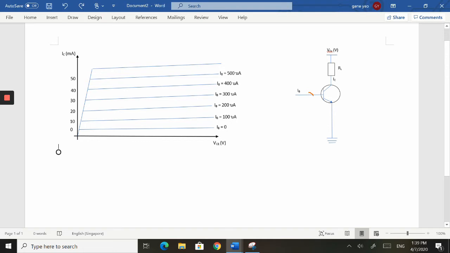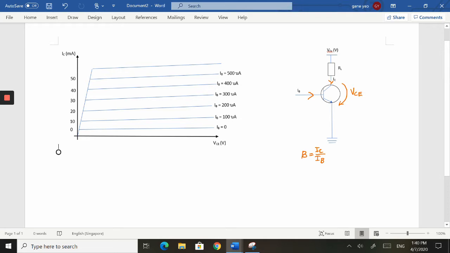Now coming in here, I've got my IB. Coming down here, I've got my IC. And this is your VCE. Another thing you have to be very familiar with is the concept of beta. Beta is found by taking the ratio of IC over IB. These are some of the background information you need to help you understand the IC-VCE graph.